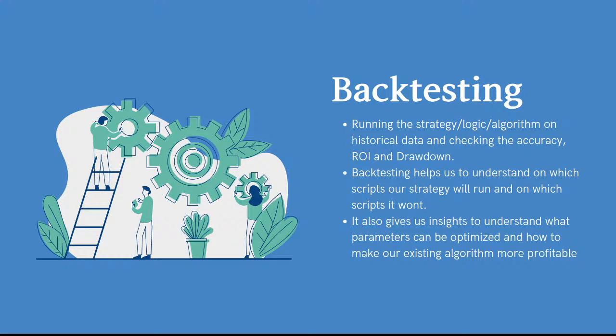Or you might consider changing parameters, like keeping a smaller target and a bigger stop loss, or a smaller stop loss and a bigger target, and so forth. You can do a lot of permutations and combinations while backtesting to understand what parameters are the most suited for your strategy. So this is the advantage of backtesting.